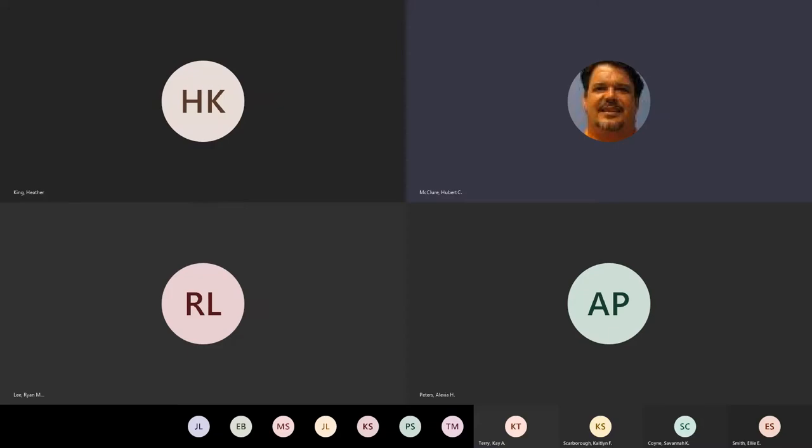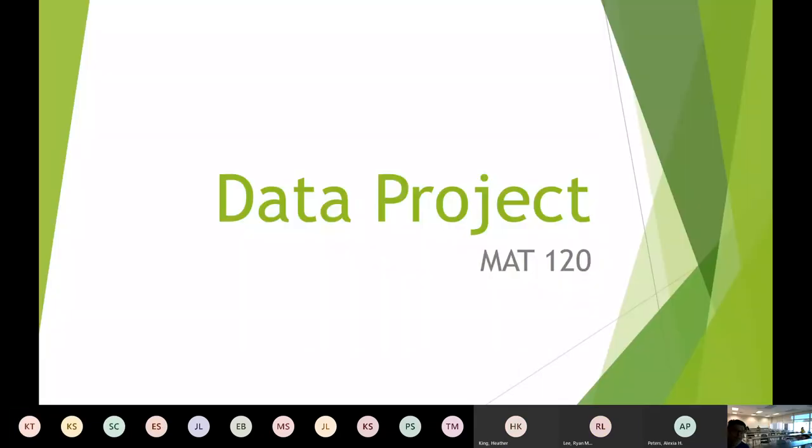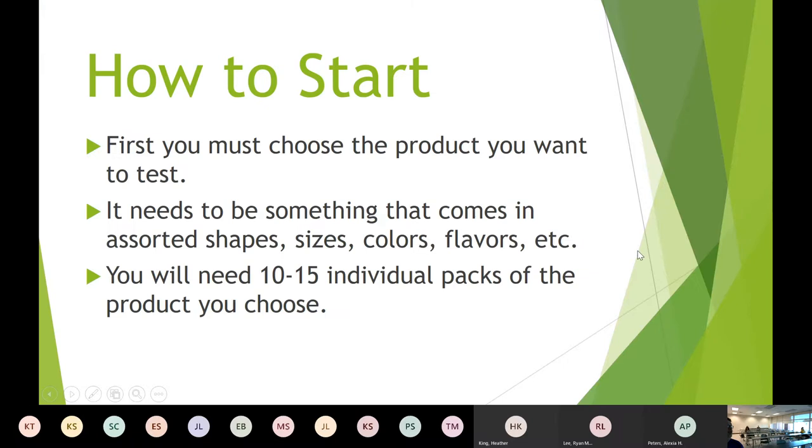This is our data project for Math 120. First, you must choose a product you want to test. It needs to be something that comes in assorted shapes, sizes, colors, flavors, etc. You will need 10 to 15 individual packs of the product you choose.